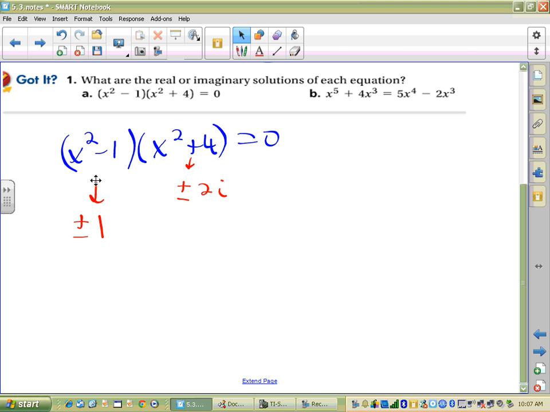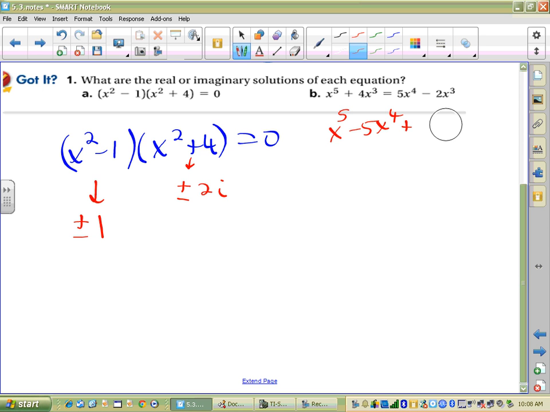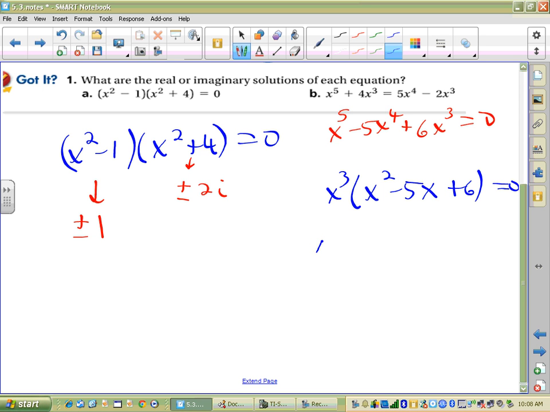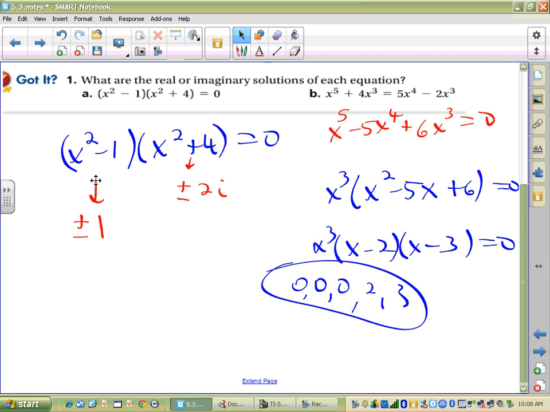Okay, let's look at part B, because I have a feeling that some of you just feel like, whoa, I don't get it. This is way too fast. This is too crazy. Well, no, it's not. Minus 5x to the 4th, oh, that's going to be plus 6x cubed equals 0. Factor out the greatest common factor. X cubed times x squared minus 5x plus 6 equals 0. We get minus 2, we get minus 3, so we get 0, 0, 0, 2, and 3. There we go. That one's cool.